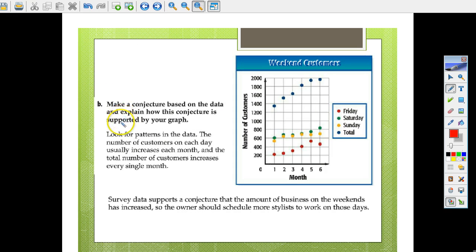And then, based on this data, what kind of conjecture can you come up with? The number of customers on each day usually increases each month, and the total number of customers increases every single month. Survey data supports the conjecture that the amount of business on the weekends has increased, so the owner should schedule more stylists to work on these days. It looks like each weekend of each month is increasing, so she should hire some more stylists.